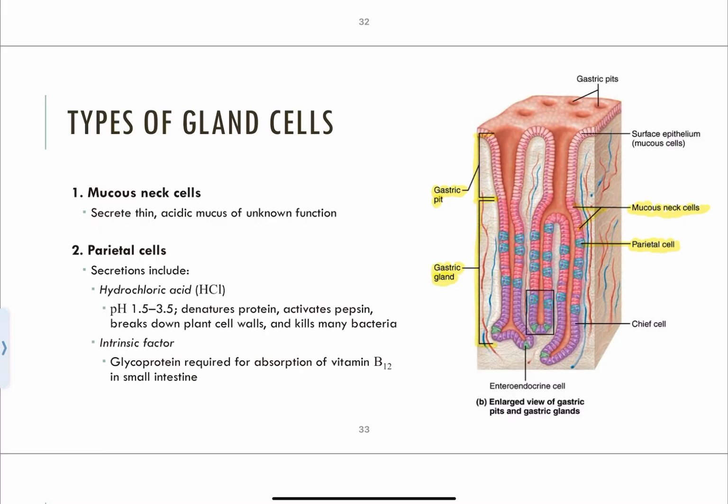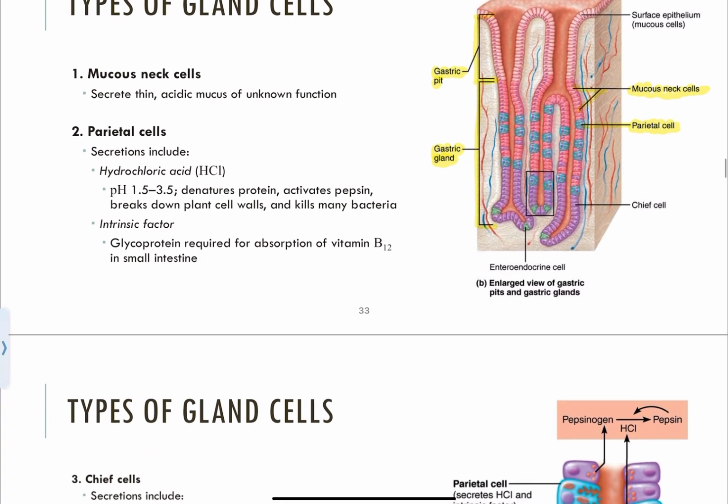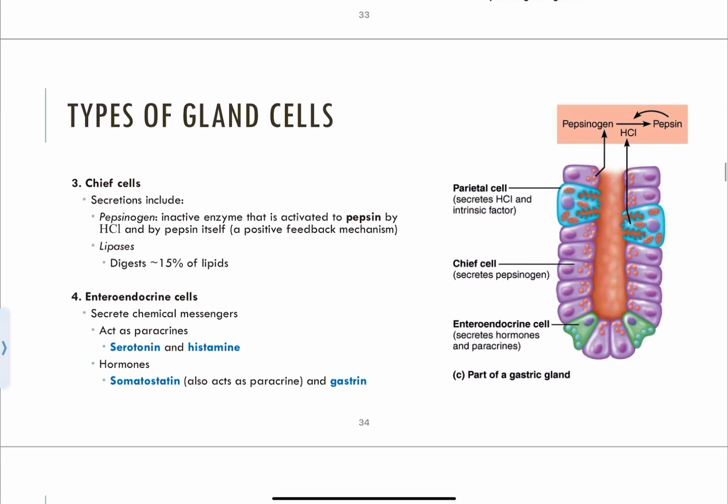It's also crucial in activating pepsin, our enzyme that's responsible for protein breakdown or degradation. It also helps break down plant cell walls. And again, anytime we're talking about something acidic, that's going to help inhibit bacterial growth. The other important secretion from the parietal cell is the intrinsic factor, which is required in order for us to absorb vitamin B12 across our intestine. And we'll talk about why we really need to have vitamin B12 being absorbed.